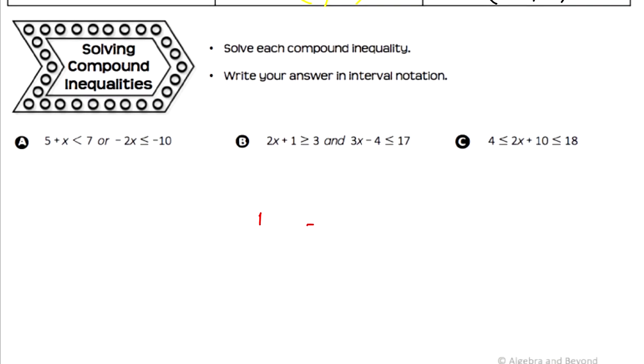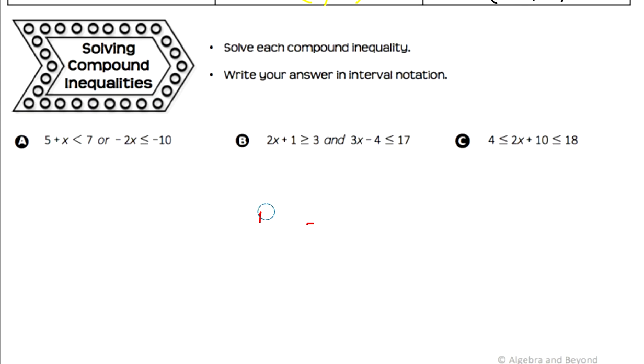Okay, let's solve a few inequalities here that are compound. This first one is an OR inequality. That basically means we're just going to solve them separately from each other. So on this first side, I'm going to subtract 5 from both sides and get that x is less than 2. Or, and then on the right side, I'm going to divide both sides by -2.